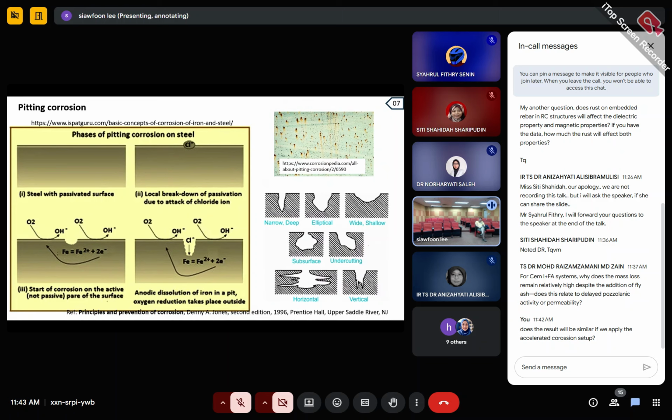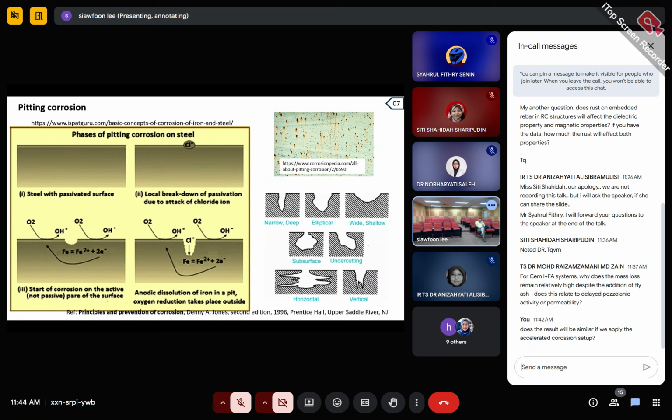Maybe there's a delay of the pozzolanic activity or permeability. However, this is also influenced by how many percent I apply. Some people have gone through a series of studies, like I said, mainly focusing on the fly ash by applying different percentages under different conditions, to see whether if I apply this percentage they will get the same effect or not.